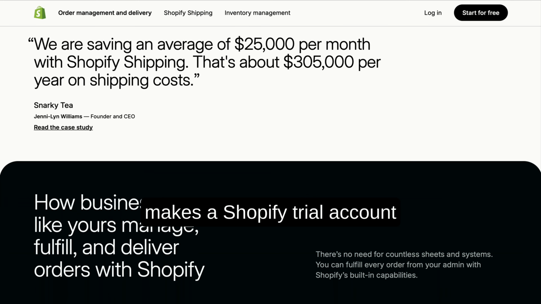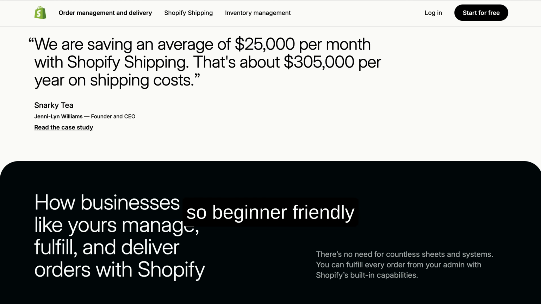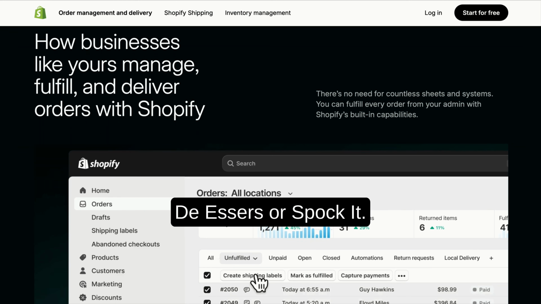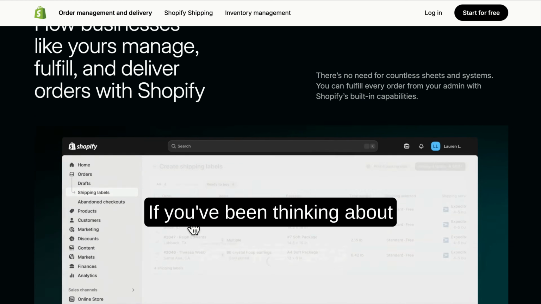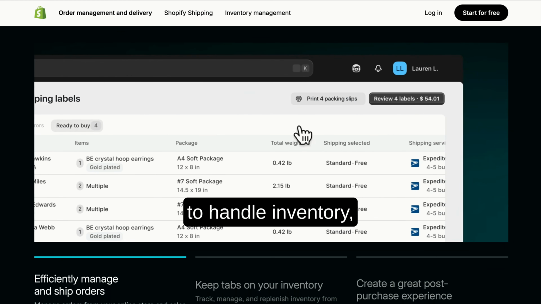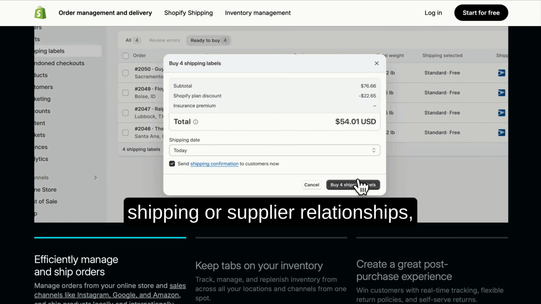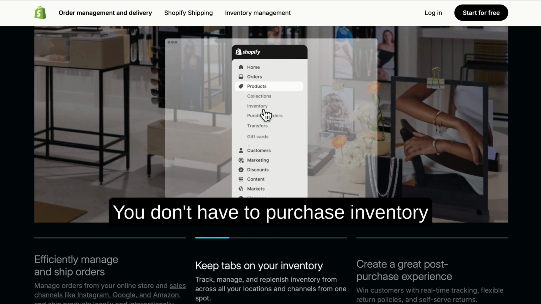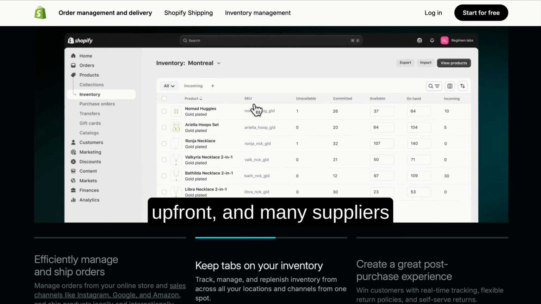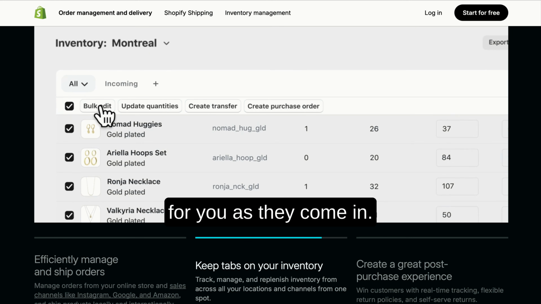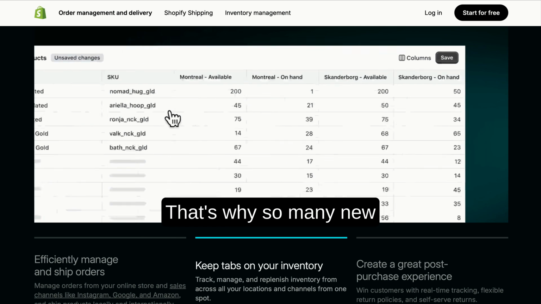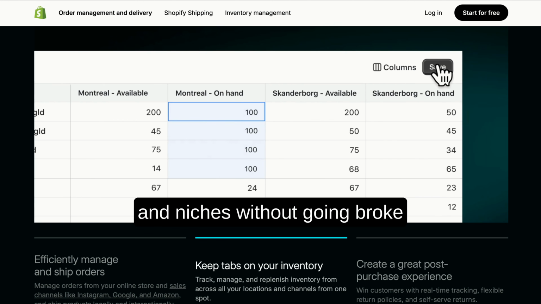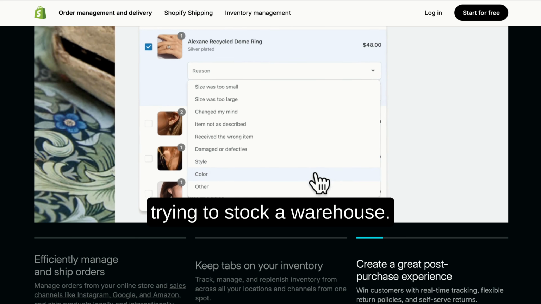One of the other things that makes a Shopify trial account so beginner-friendly is how well Shopify integrates with dropshipping platforms like DSers or Spocket. If you've been thinking about dropshipping but weren't sure how to handle inventory, shipping, or supplier relationships, Shopify makes it incredibly easy to get started. You don't have to purchase inventory up front, and many suppliers will automatically fulfill orders for you as they come in. That's why so many new entrepreneurs use Shopify as their starting point. It lets you test products and niches without going broke trying to stock a warehouse.